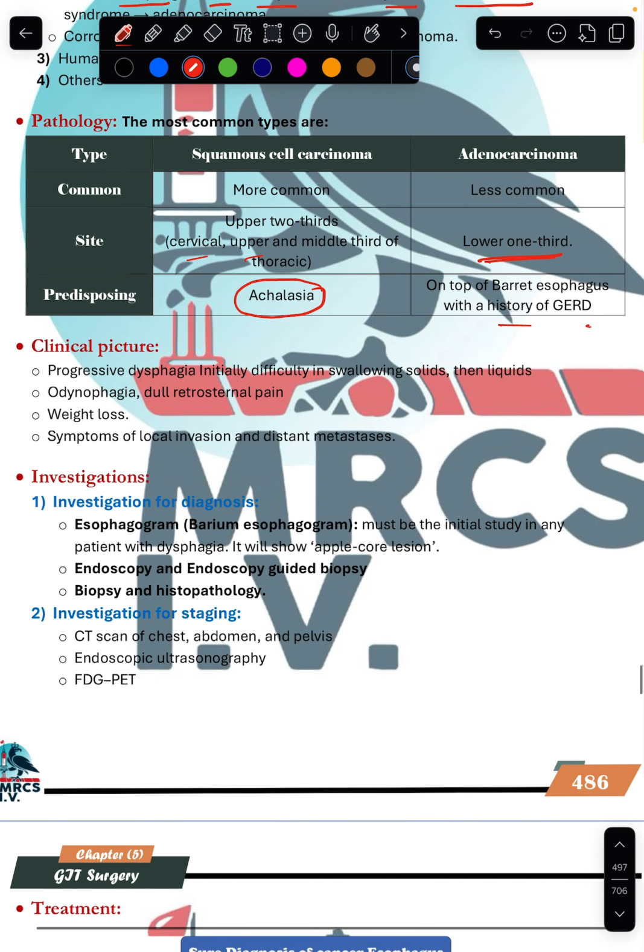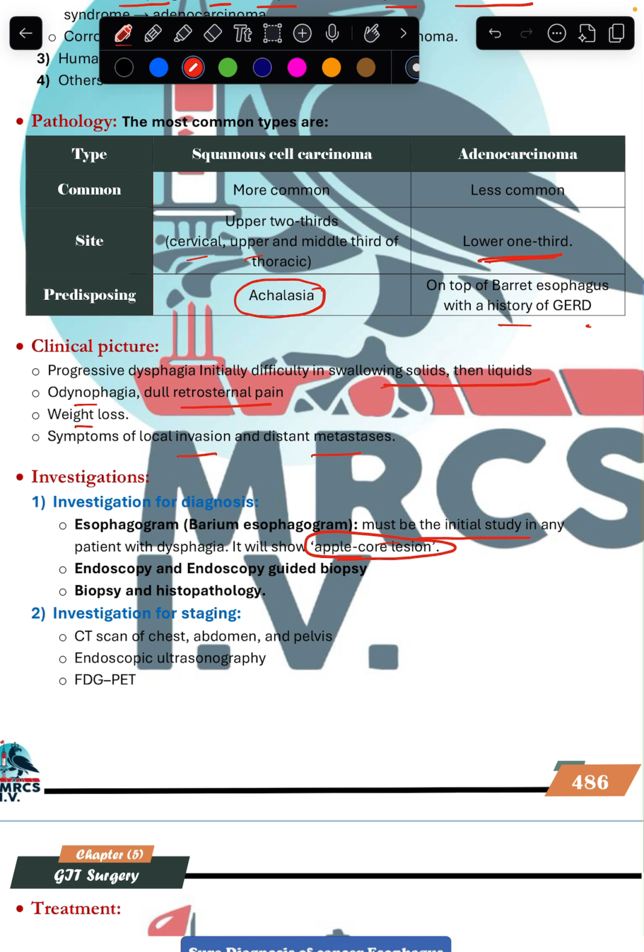Clinical features: progressive dysphagia, initially for solids, then liquids also, odynophagia, dull retrosternal pain, weight loss, and symptoms of local invasion and distant metastasis. Investigation for diagnosis: a barium esophagogram must be the initial study in any patient with dysphagia. It shows an apple core lesion. This lesion is called an apple core lesion.